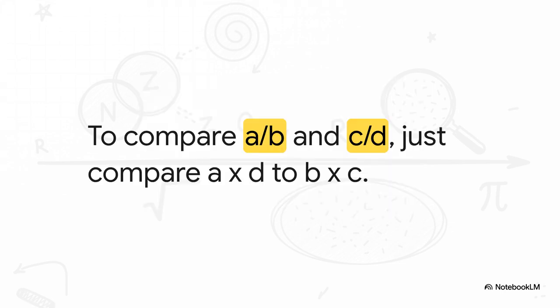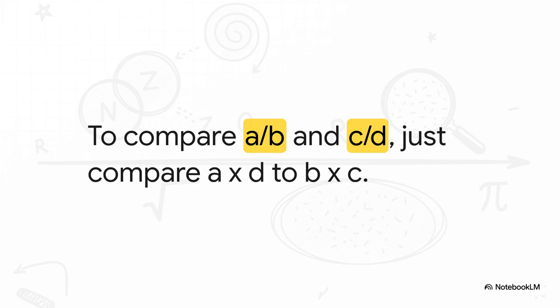But let me give you a little pro tip here, a fantastic shortcut. It's called cross multiplication. All you do is multiply diagonally. So for 5/4 and 2/3, you multiply 5 times 3, which is 15. Then you multiply 4 times 2, which is 8. Since 15 is bigger than 8, the first fraction, 5/4, has to be bigger.